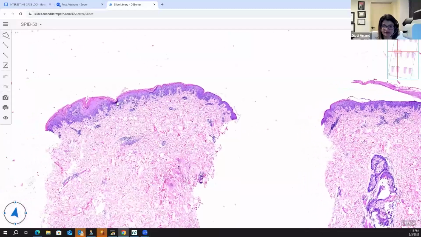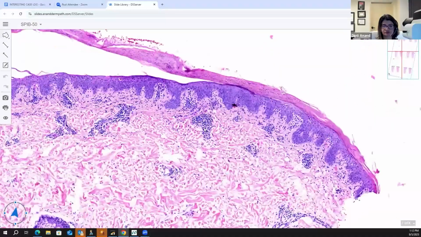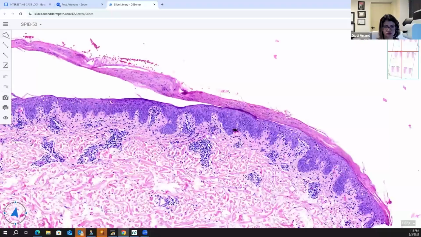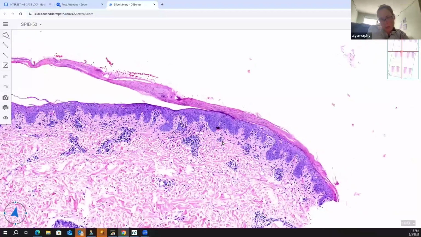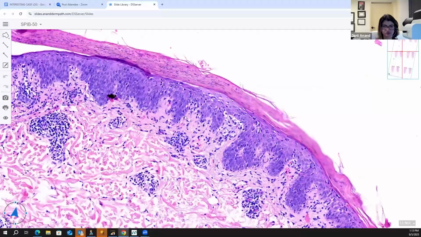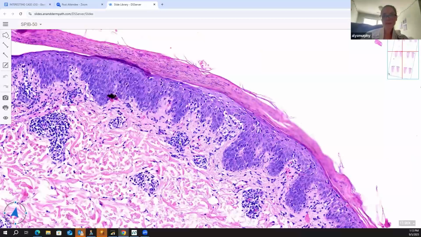Oh, okay. This one is a good one. I can take it. I thought I saw a little bit of vacuolar interface change and maybe some epidermotropism. And so I was leaning toward MF in this case. You got so close and then you deviated. Did you say MF? Yeah, mycosis fungoides. That was what I was leaning toward. So you are almost there.